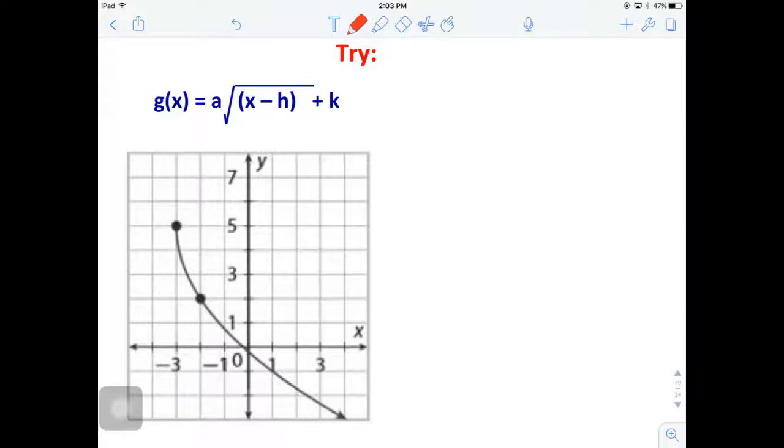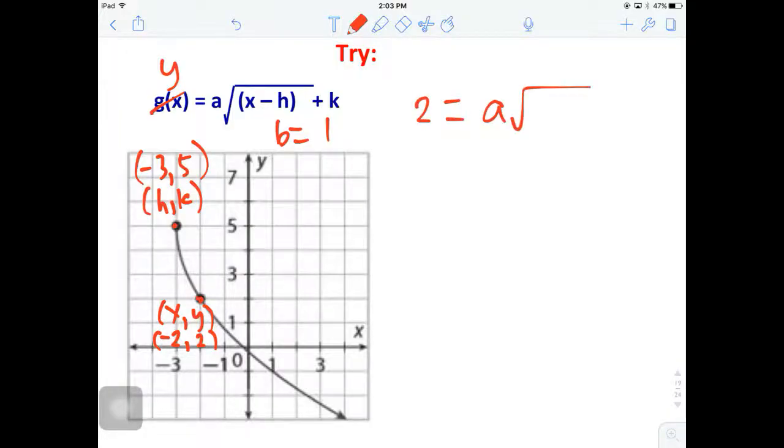So hopefully you've had a chance to try this. Let's go ahead and practice this again using the same equation. So the first point is h, k, and we have the coordinate of -3, 5. And then the second is x and y, and the coordinate is -2, 2. And let's go ahead and enter the given. Again, we're going to assume that b equals 1 in this case. And so y is 2. a, we do not know. Square root of x, which is -2, minus h, that's a minus 3, guys, which is a +3. And then k is +5.